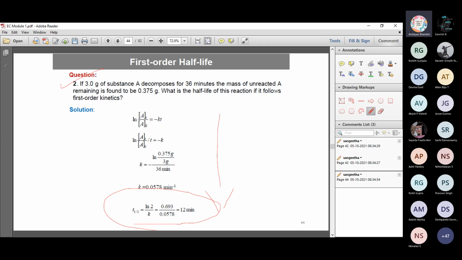Excuse me, ma'am. Ma'am, it says that mass of unreacted A remaining is found. Does this mean that the final concentration of A is 0.375 or that 3 minus 0.375? You check it out and do it, Harshita. All right. Thank you. See, that's the clue there. So you just find out how you're going to proceed.